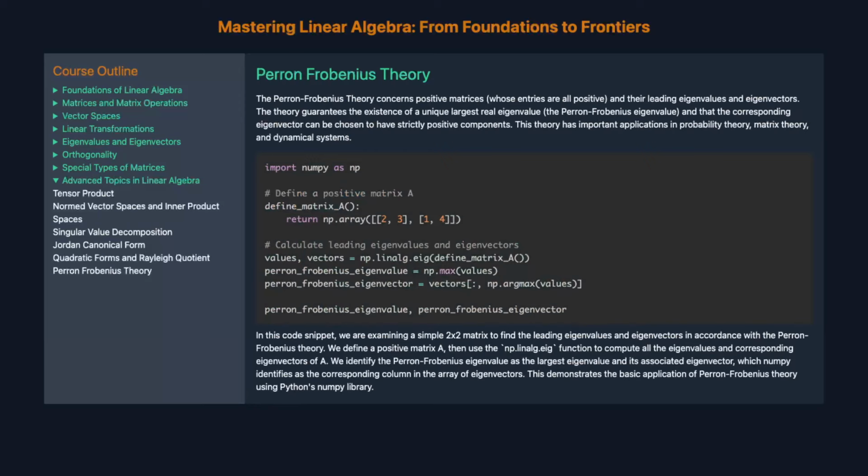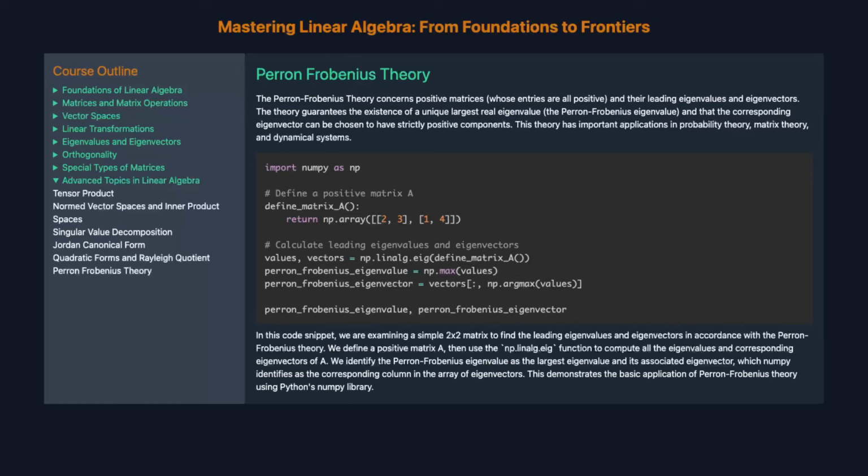Perron-Frobenius theory. The Perron-Frobenius theory concerns positive matrices whose entries are all positive and their leading eigenvalues and eigenvectors. The theory guarantees the existence of a unique largest real eigenvalue, the Perron-Frobenius eigenvalue, and that the corresponding eigenvector can be chosen to have strictly positive components. This theory has important applications in probability theory, matrix theory, and dynamical systems.